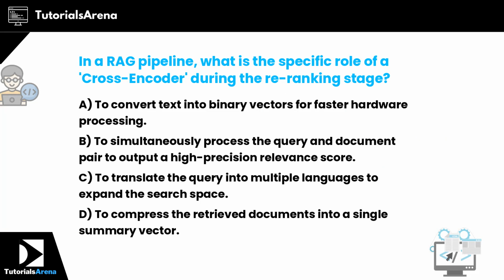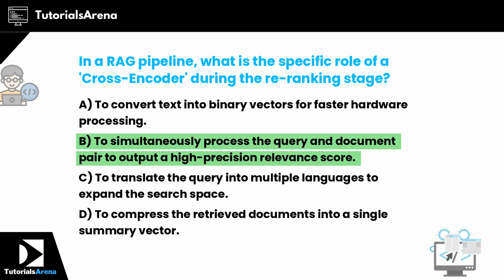In a RAG pipeline, what is the specific role of a cross-encoder during the re-ranking stage? The correct answer is option B, to simultaneously process the query and document pair to output a high-precision relevance score.